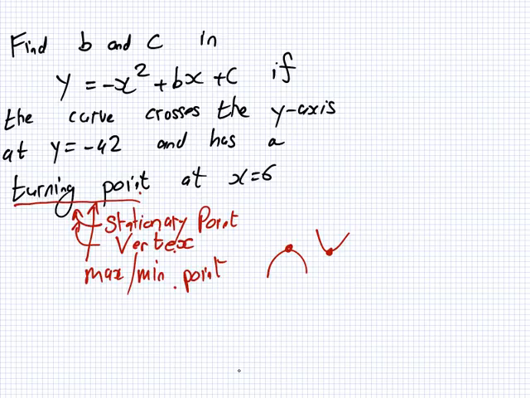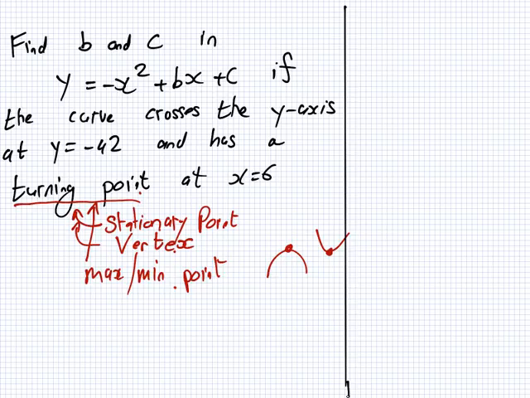What is c? What's your answer for c? Minus 42? I think 12. Isn't crossing the x-axis 0 point minus 42? It's crossing the y-axis, so x is 0. So y equals minus 0 squared plus 0 plus c, which is minus 42. Oh, yeah, minus 42.